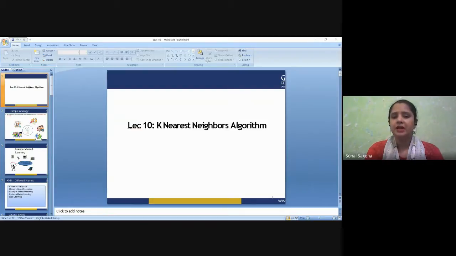An object is classified by a plurality vote of its neighbors, with the object being assigned to the class most common among its k nearest neighbors, where k is just a positive integer which is typically small. If k is 1, then the object is simply assigned to the class of that single nearest neighbor. In KNN regression, however, the output is the property value for the object. This value is the average of the values of the k nearest neighbors.